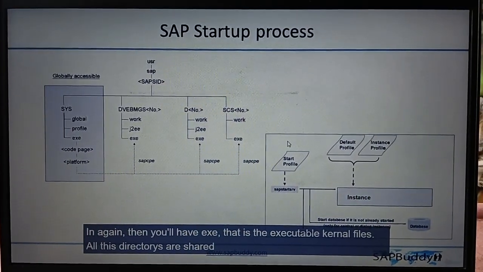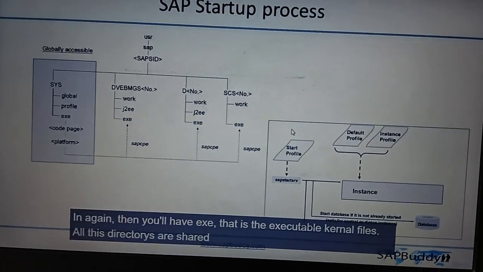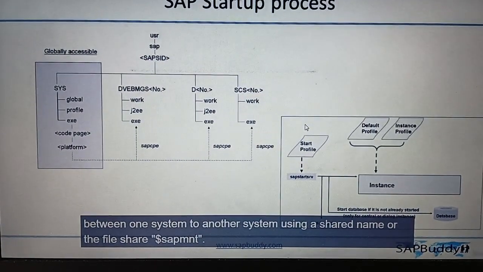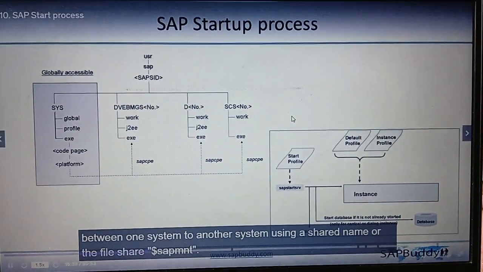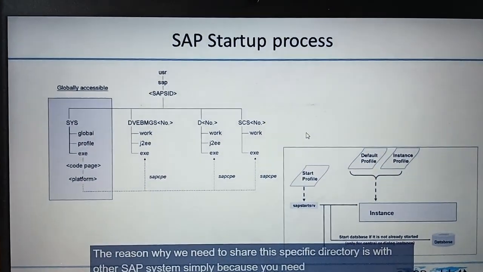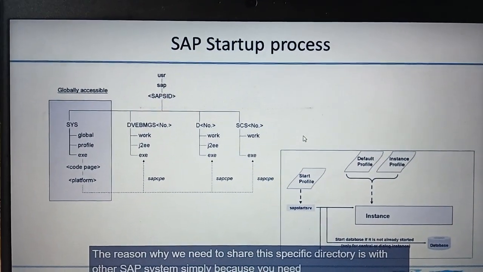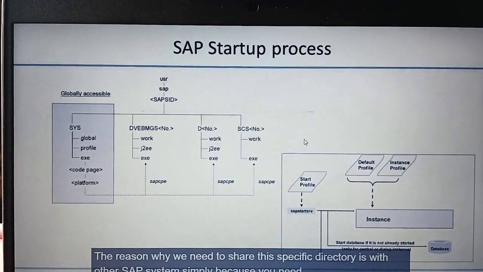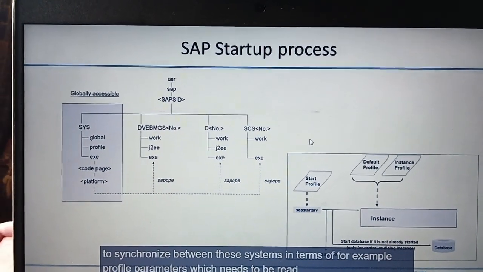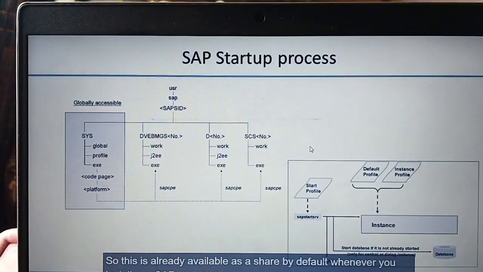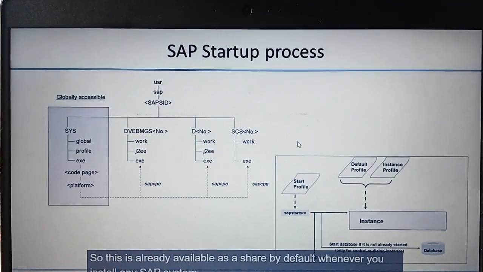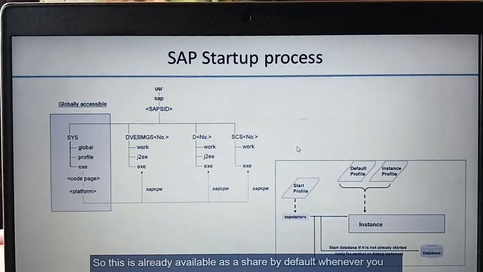All these directories are shared between one system and another system using a shared name, the file share SAP MNT. The reason we need to share these directories with the other SAP systems is simply that you need to synchronize between these systems, for example, profile parameters, which need to be read by all the systems. So this is already available as a share by default whenever you install any SAP system.